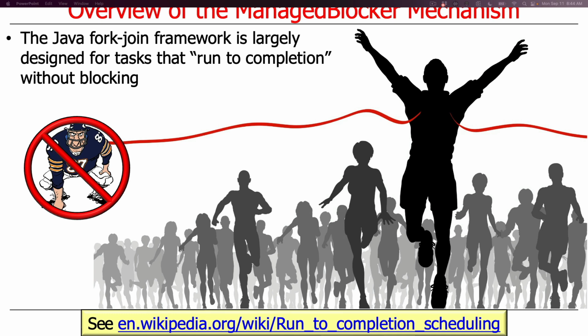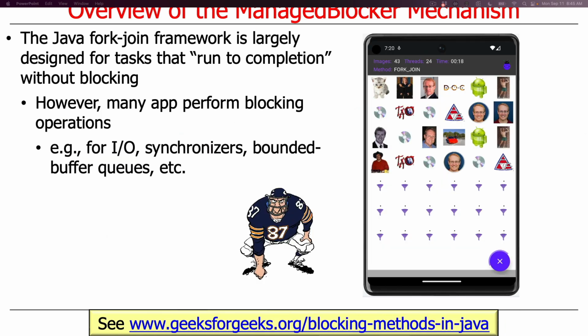So the Java ForkJoin framework was initially designed for tasks that run to completion without blocking. That was what was provided in the Java 7 timeframe, the 2010 version. And so that's what it does. So for things that don't block, these ForkJoin tasks start to run, they run to completion, and they're finished.